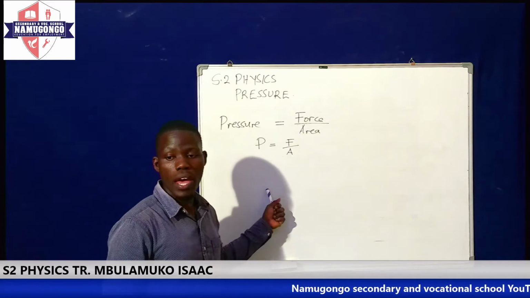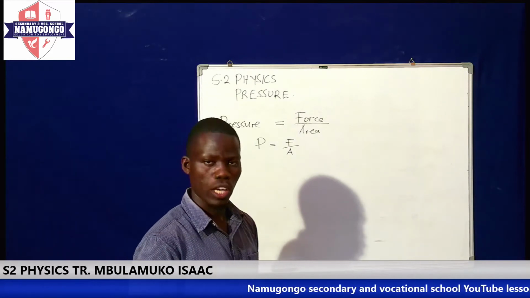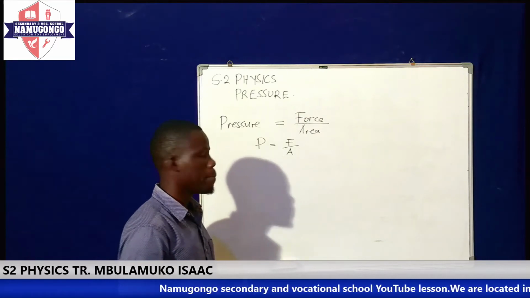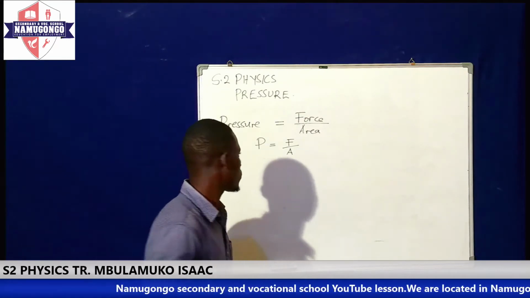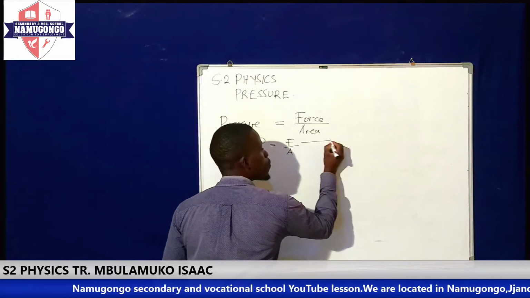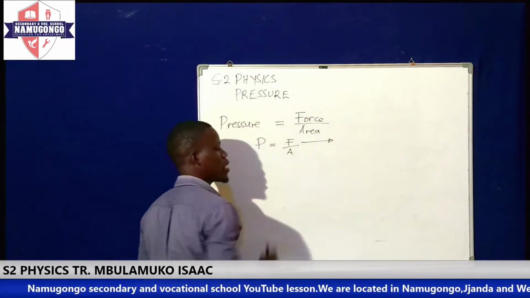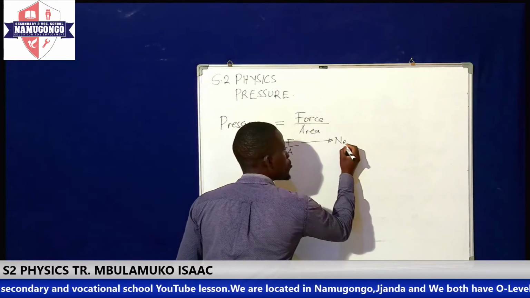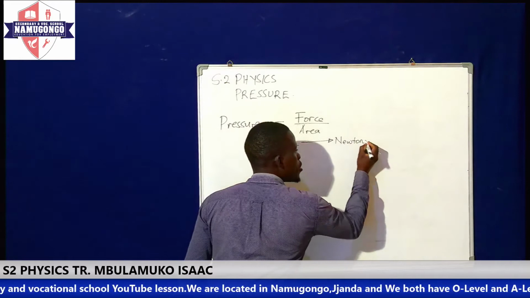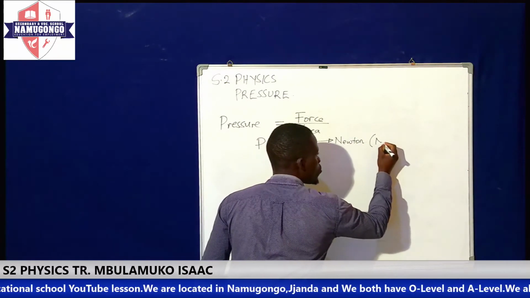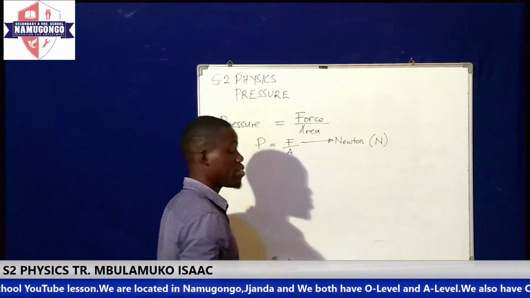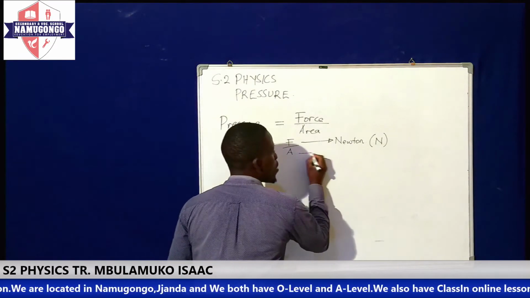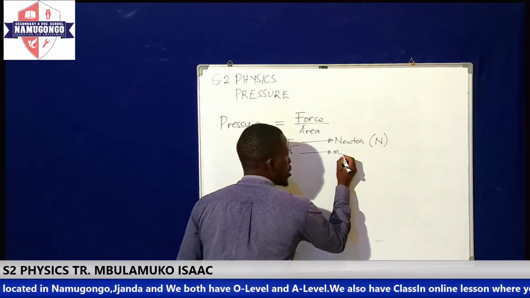We then move on to the SI units of pressure, and these are newtons per square meter. Where do they come from? They come from the formula itself. The upper part, or the numerator, the force, remember, is measured in newtons, and newtons we denote with capital N. This is in Senior One when we are looking at measurements. Then the area is measured in meters.